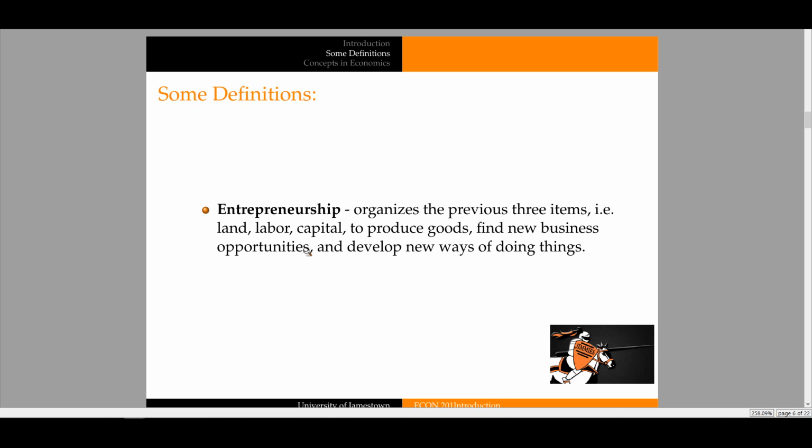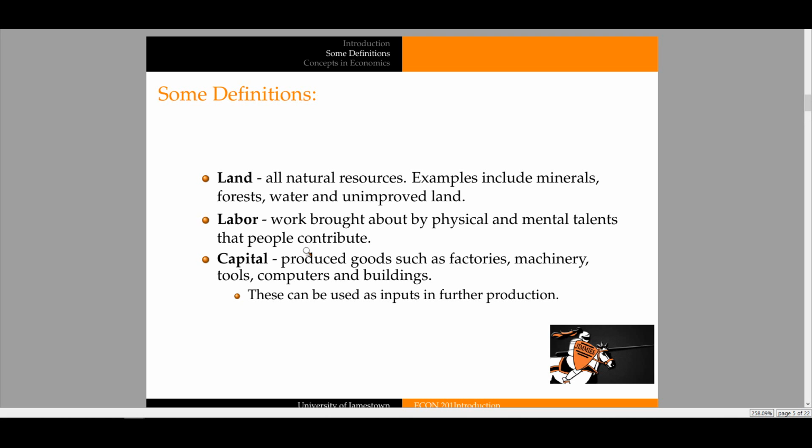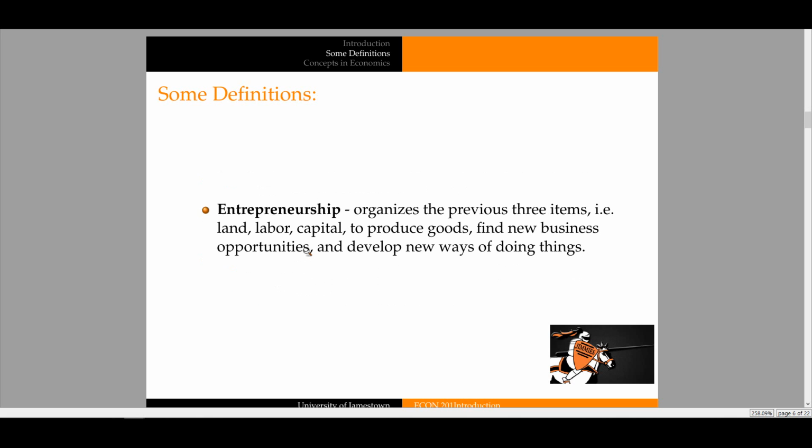But the one that I've come across that is useful for me is this idea that land, labor, and capital are resources that an entrepreneur, the entrepreneurship, will organize. And so they organize land, labor, and capital, and they're going to produce goods and services, find new business opportunities, and develop new ways of doing things. That is the idea behind entrepreneurship. Entrepreneurship is sort of the management consideration here. Utilizing land, labor, capital, they bring all three of these resources together in the general terms that I've provided. So the entrepreneur is sort of the umbrella under which land, labor, capital come together to produce these goods, find new business opportunities, and develop new ways of doing things.